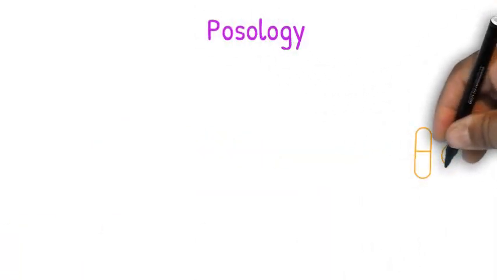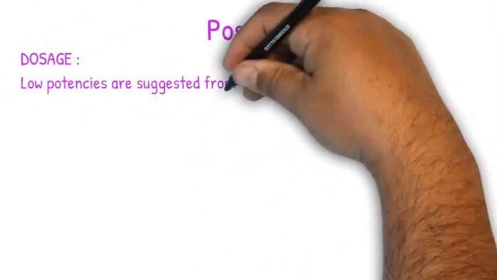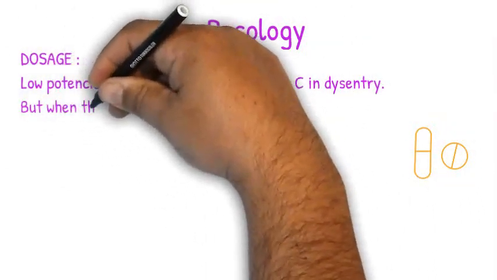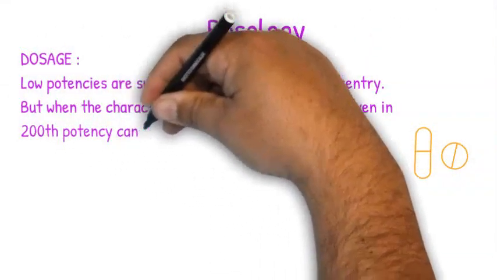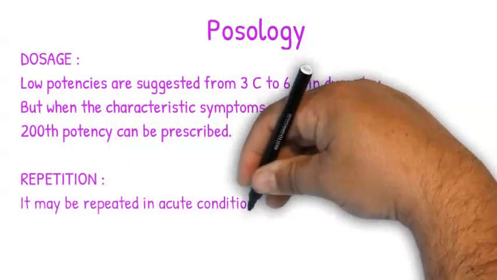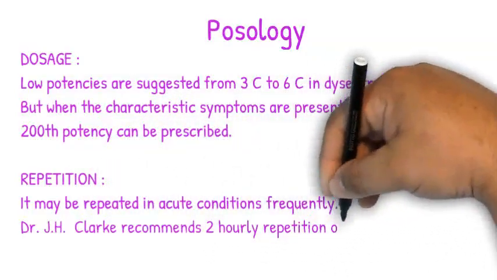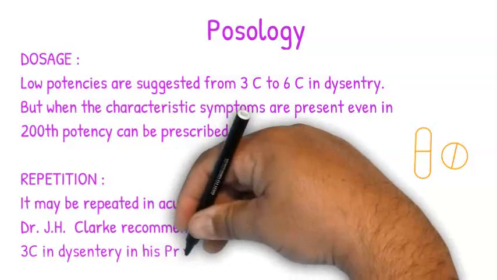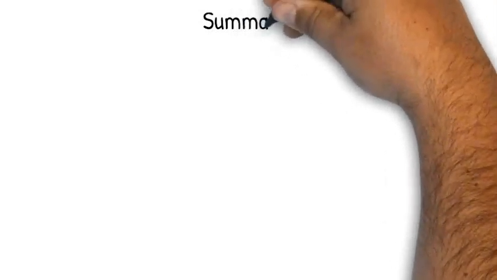Coming to posology, or the doses and repetition, it was suggested that low potencies like 3C or 6C should be administered in cases of dysentery, but depending upon the characteristic symptoms and symptom similarity, we can prescribe higher potencies. Coming to repetition, it may be repeated frequently in acute conditions. Dr. J.H. Clarke recommends 2-hourly repetition of Aloes 3C in cases of dysentery in his Prescriber. So in this manner, we have completed different features or different important aspects of Aloe socotrina.